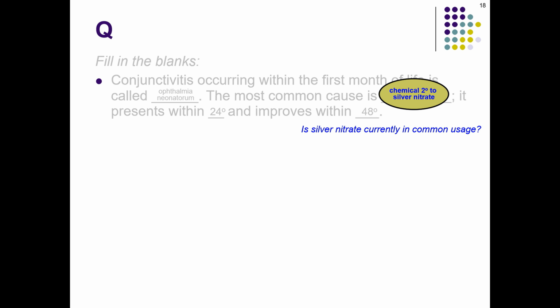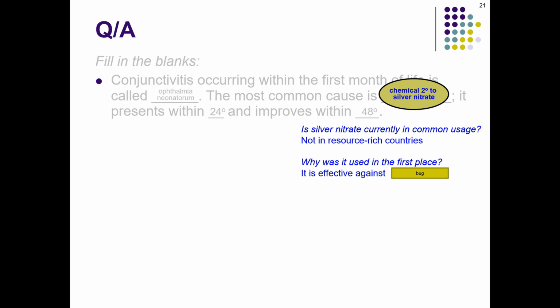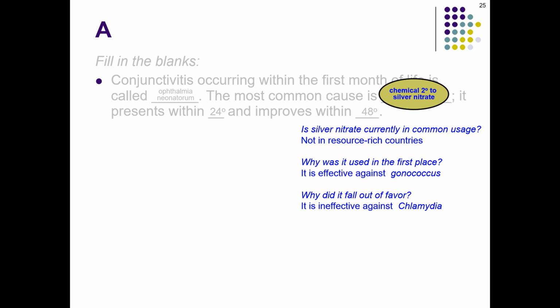So, why is silver nitrate currently in clinical practice usage? Actually, it's not commonly used in resource-rich countries. However, it is mainly used because it's effective against gonorrhea. But on the other side, it's ineffective against chlamydia. So mainly effective against gonorrhea, but ineffective against chlamydia.